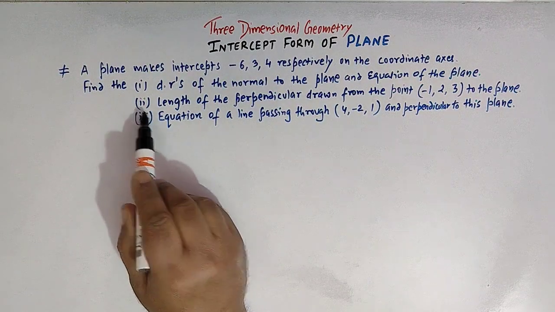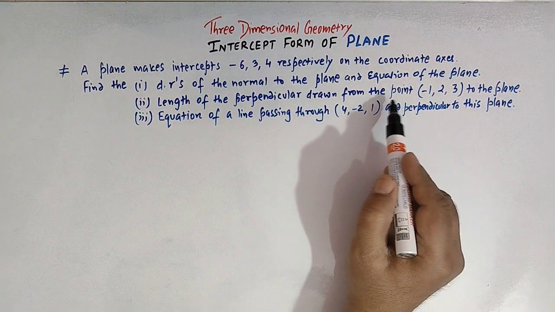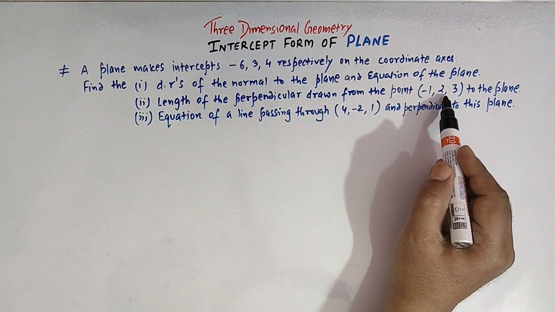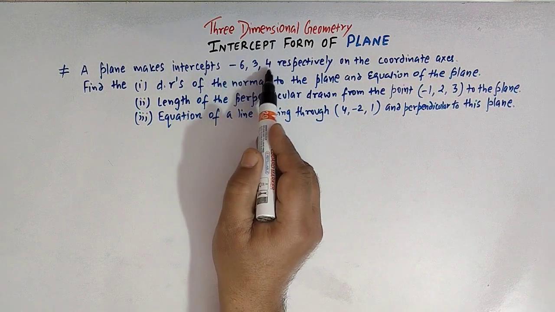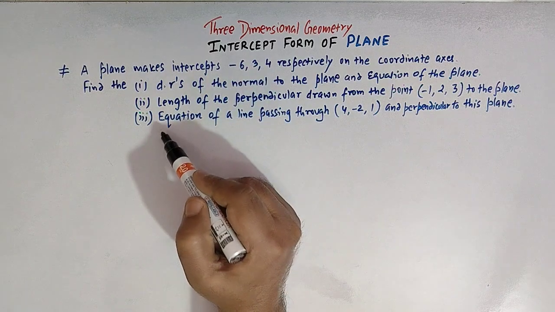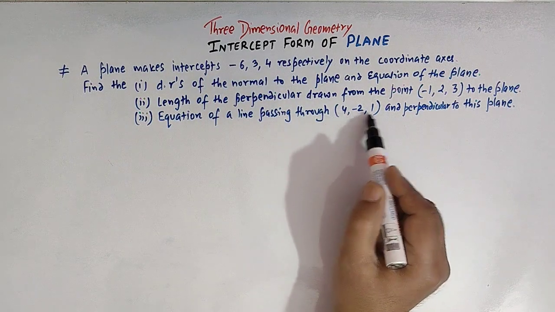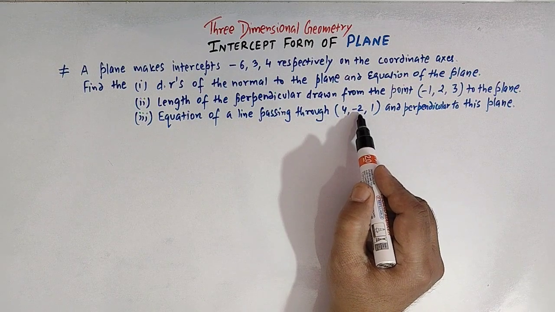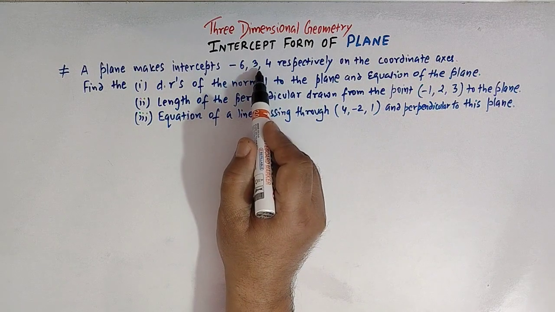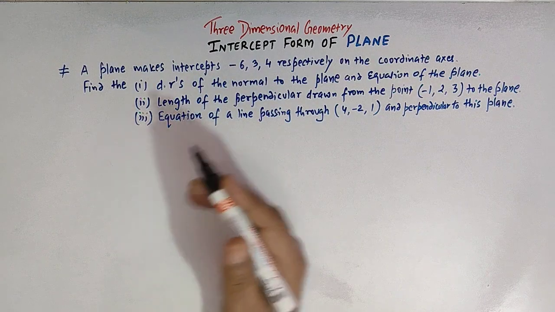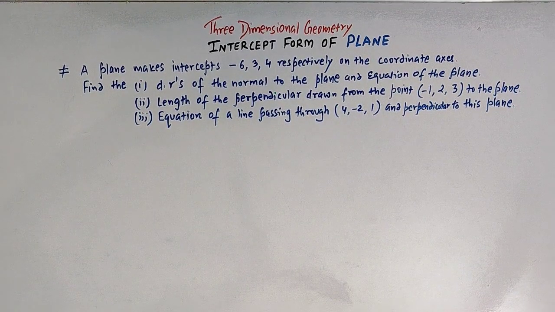And the second one is we have to find the length of the perpendicular drawn from the point (-1, 2, 3) to this plane which makes these intercepts. And then we'll find the equation of a line which passes through the point (4, -2, 1) and is perpendicular to this plane. So let us solve these three parts one by one.